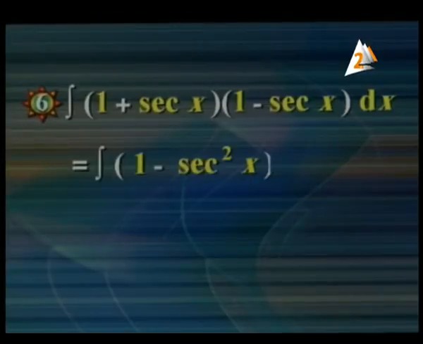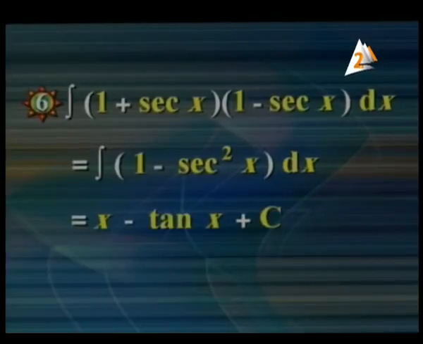Number 6. What is the integration of the 2 brackets, 1 plus sec x multiplied by 1 minus sec x dx? The first, look at the 2 brackets: first times first equals 1, second times second equals negative sec squared x. Then the integration of 1 equals x, the integration of sec squared x is tan x plus c. Then the integration of the bracket containing 1 minus sec squared x dx is x minus tan x plus c, constant of integration.